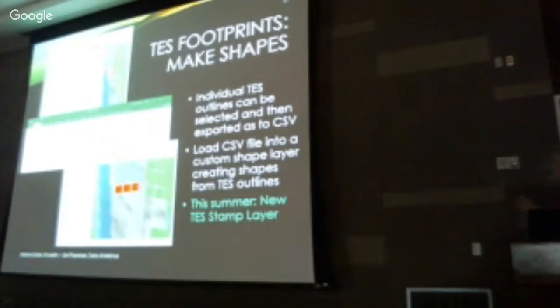Now, we've had test data for a long time, but probably by the end of the summer, we expect to have a new revamped test stamp layer that will work just like all our other stamp layers, be very fast and much more user-friendly than what we have in the current test layer.